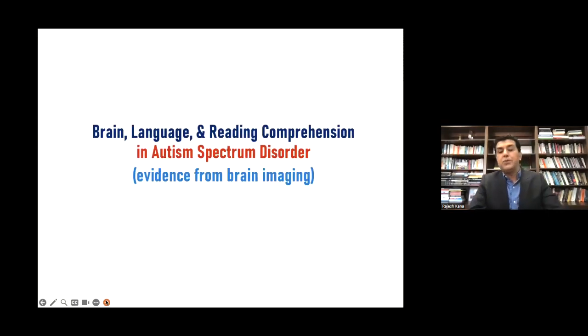The second section, we're going to take a step back and look at brain, language, and reading comprehension in autism spectrum disorder. By now, I think, we just went through some of the characteristics and difficulties in autism. Now we'll look at some of the brain imaging evidence, studies, and what they are pointing out in terms of understanding the brain basis of language and reading in autistic individuals.